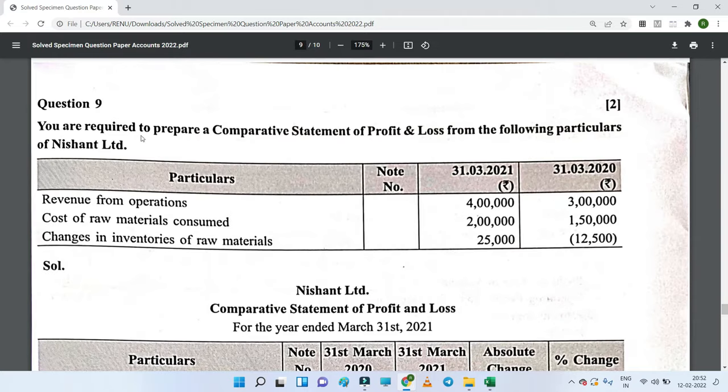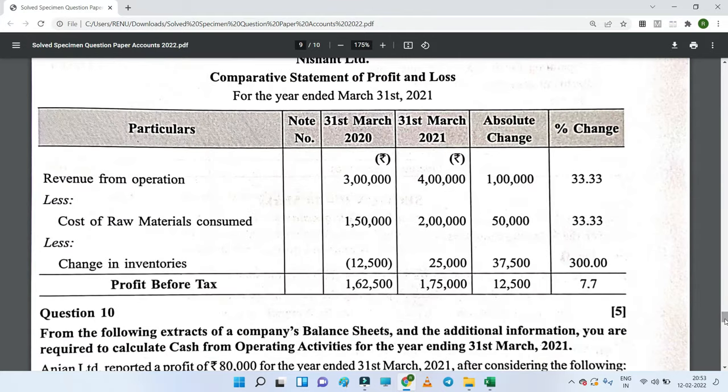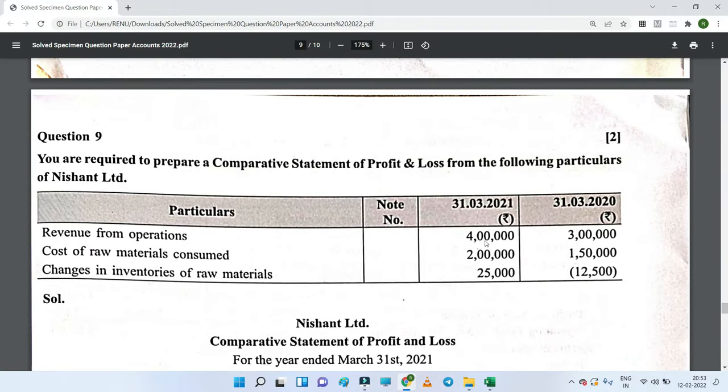Now question number 9. Here question number 9 says you are required to prepare a comparative statement of profit and loss account for Nishant Limited. We are provided with 3 values only. Revenue from operations, and we are supposed to deduct the expenses. So first of all, we will copy the question. Accordingly, the amounts of both the years will be copied.